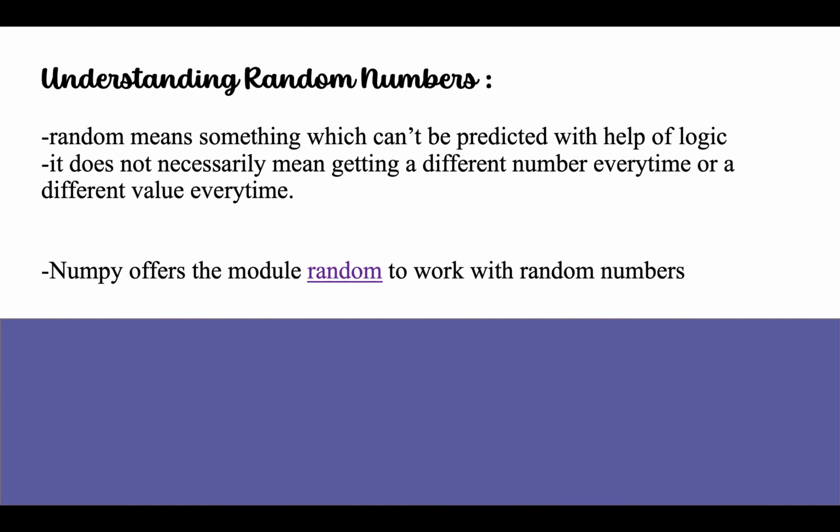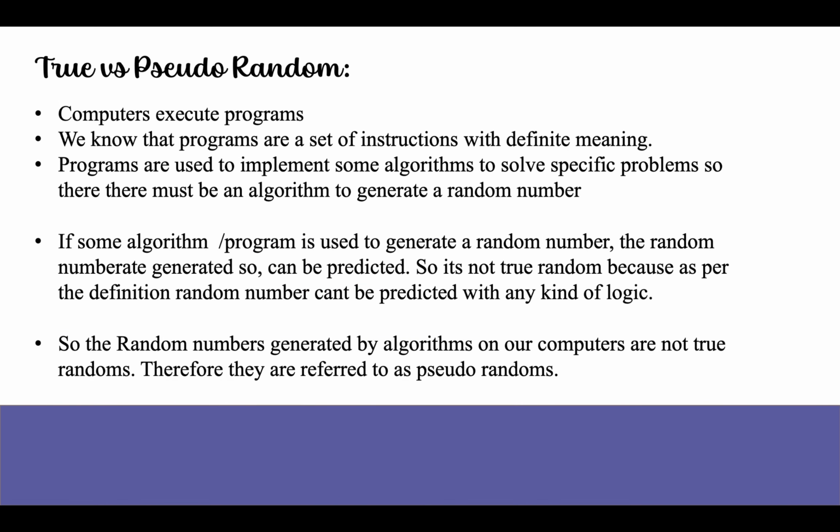Random means something which can't be predicted with the help of logic. It does not necessarily mean getting a different number every time or a different value every time. NumPy offers the module random to work with random numbers. Now let's try to understand the difference between true random and pseudo random.